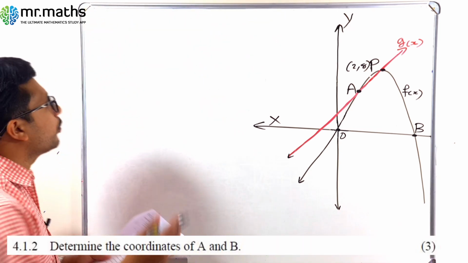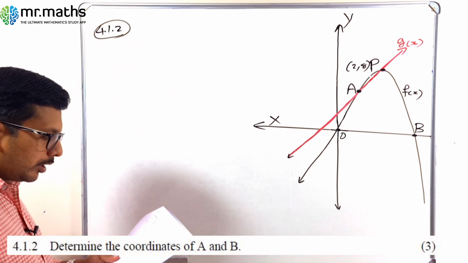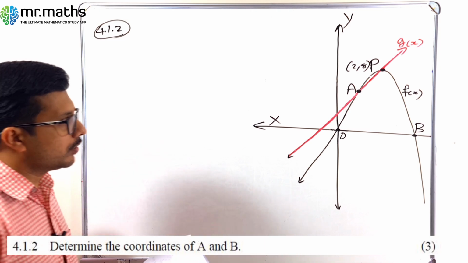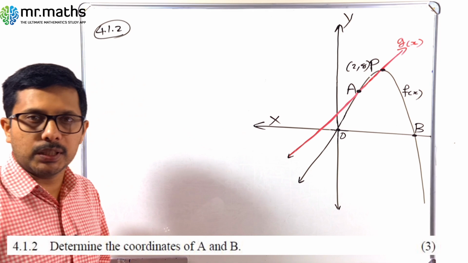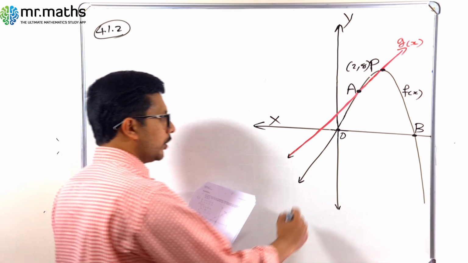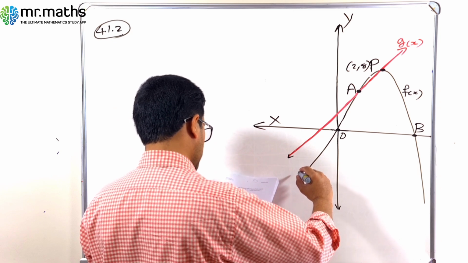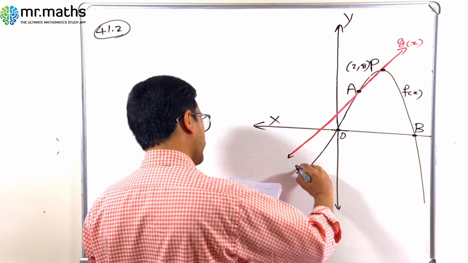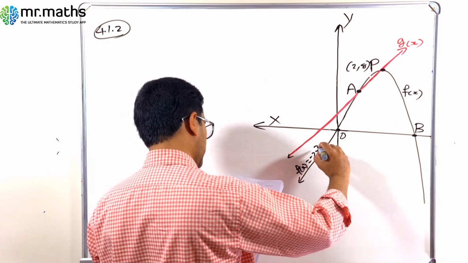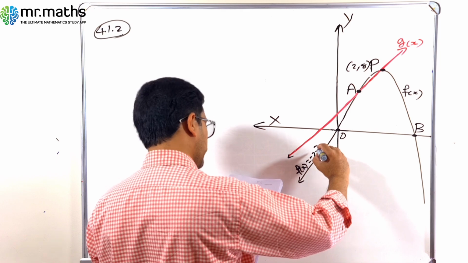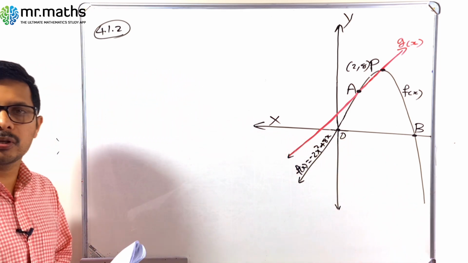Okay, question number 4.1.2. What is the question there? Determine the coordinates of A and B. So A and B, you have to find the coordinates of both A and B. Okay, so before that, what is the equation of this quadratic f of x? We got f of x in the previous question, f of x is equal to minus 2x square plus 8x. Am I right? F of x is minus 2x square plus 8x.